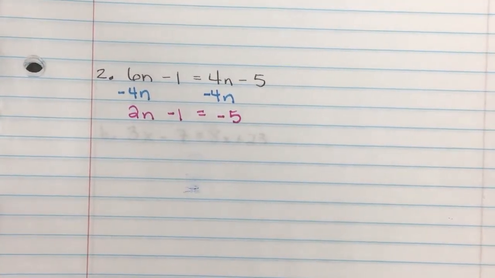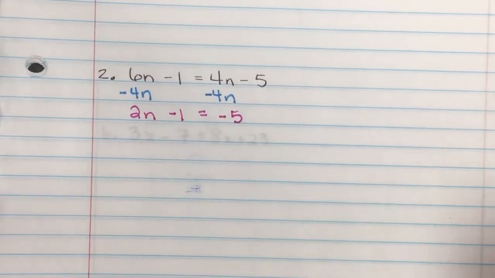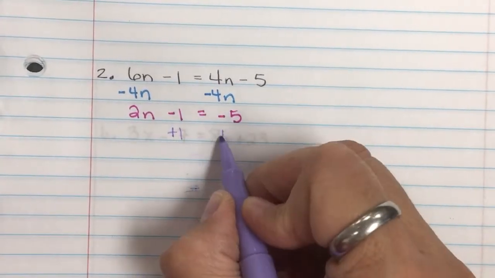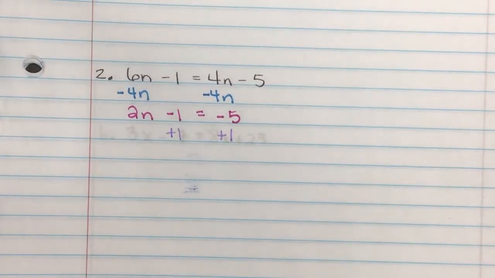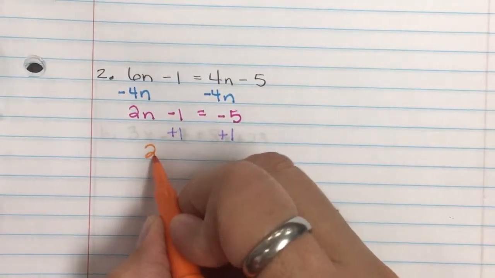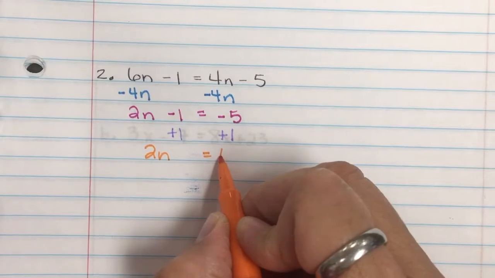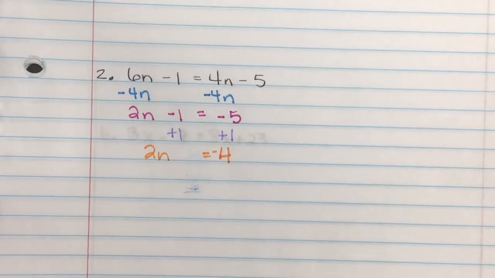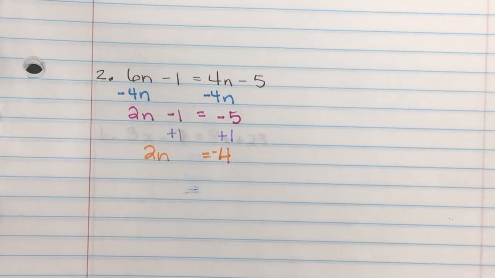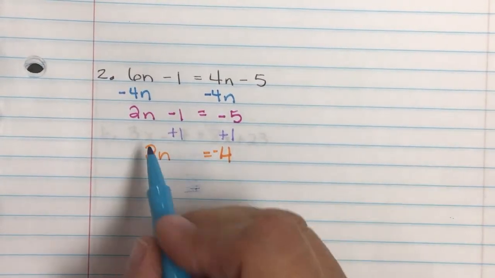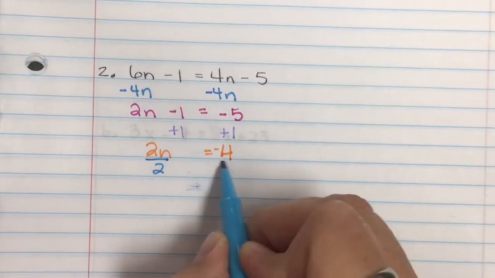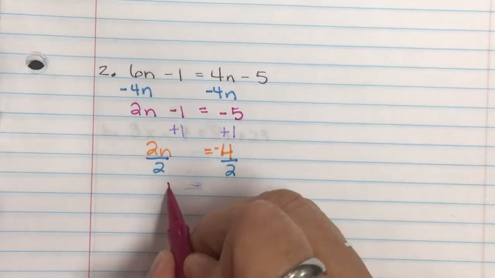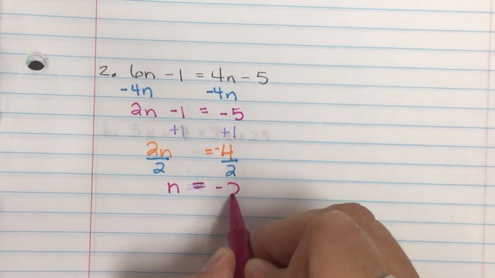Then, this is just like you've done in the past, and you're going to add 1 to both sides. You are going to get 2n equals negative 4. We are going to divide both sides by 2. And we are going to get n equals negative 2.